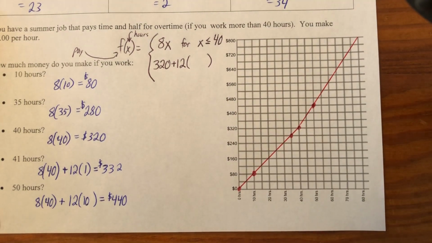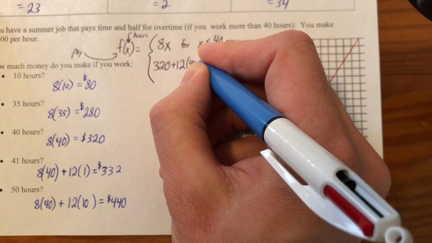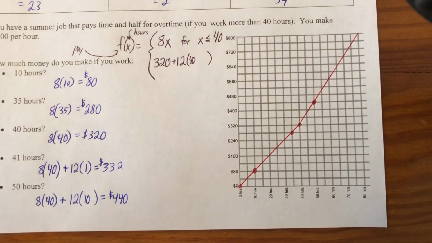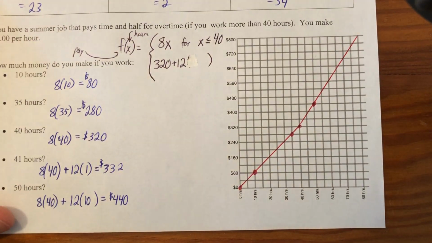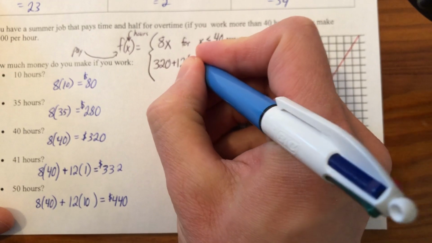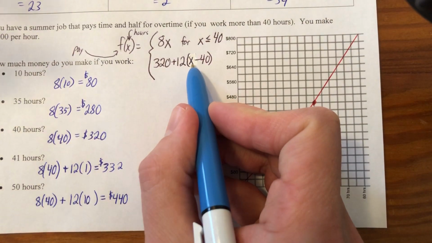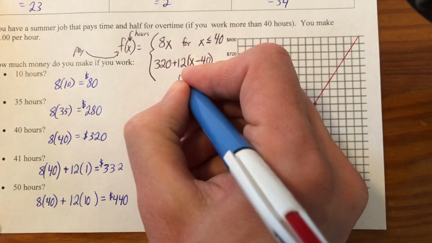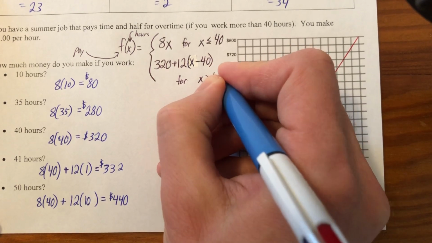If I work x hours, then it's 40. Whoops, I just wrote that wrong. It's x minus 40. It's the number of hours I work minus 40. I was about to write it backwards. That'd be tragic, wouldn't it? So x minus 40. So however many hours I work, I subtract 40 from it, and that's the extra amount that I worked. And that is going to work for all the x values greater than 40.